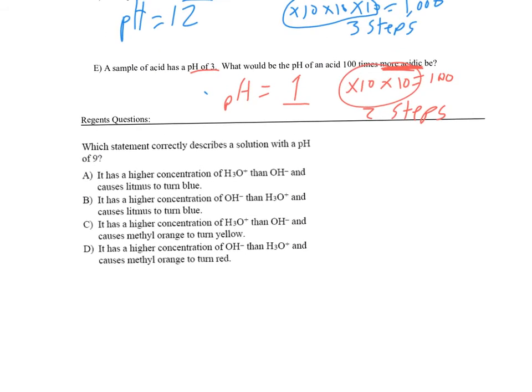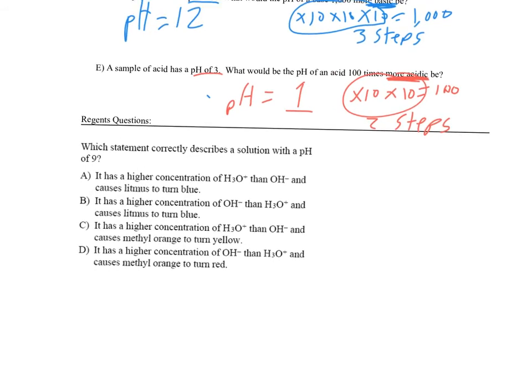For example, it says, which statement correctly describes the solution with a pH of 9? Well, if we have a pH of 9, I should immediately think, is this a base, an acid, or neutral? This solution with a pH of 9 is higher up on the pH scale. It's higher than 7, which means this thing is a base. So if it's a base, should it have more OH minus ions, or more H plus ions?